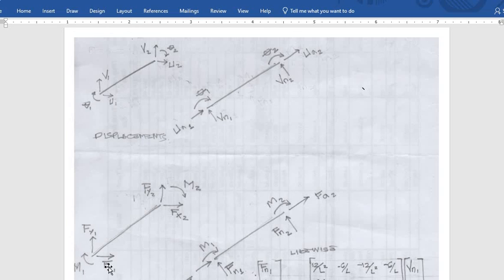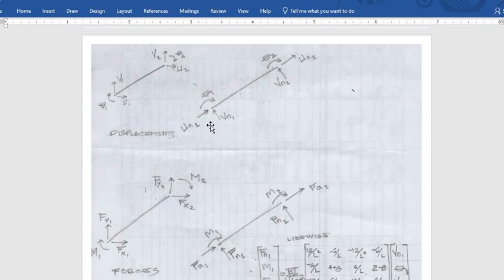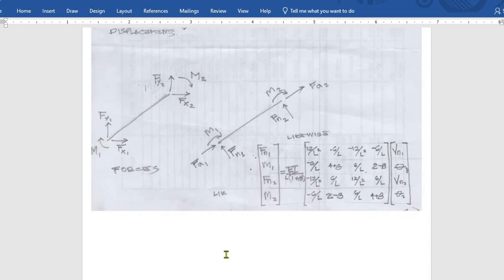Okay, so it makes sense now. For theta 1, the corresponding moment, you have M1. And for theta 2, you have corresponding moment 2. Likewise, dito naman sa axial force. For UA1, you have FA1. For UA2, you have FA2. And then for normal displacement Vn1, you have Fn1. Okay.